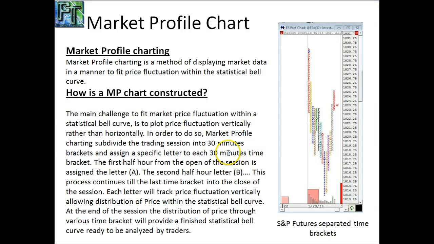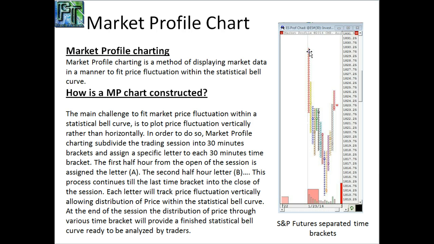In order to do so, market profile charting subdivides the trading session into 30-minute brackets and assigns a specific letter to each 30 minutes. So for the first 30 minutes from the open of the day session, a letter is assigned to it, being letter A. So the market opens at 9:30 till 10 o'clock. As price goes up and down to new price levels, a letter will be printed on the chart.